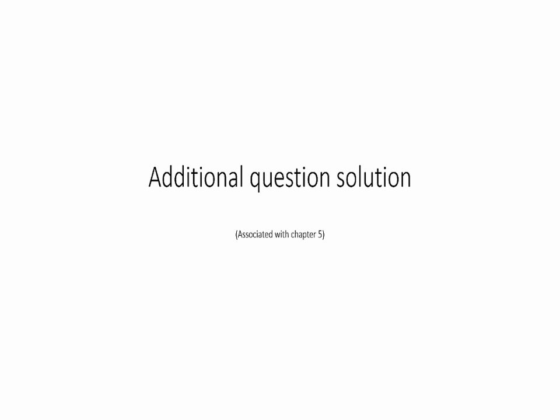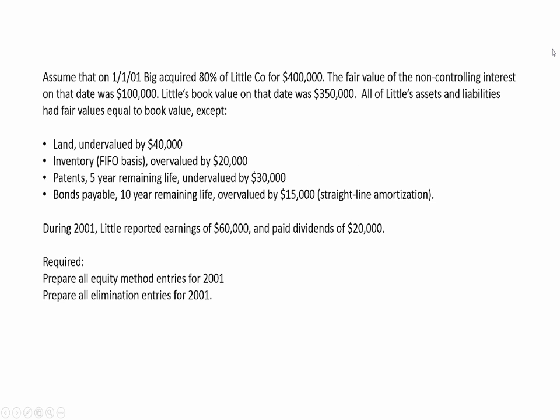Okay, let's go ahead and go through the solution to that additional homework question that's associated with Chapter 5. Again, assume that on January 1st, 01, Big acquired 80% of Little Company for $400,000. The fair value of the non-controlling interest on that date was $100,000. Little's book value on that date was $350,000.